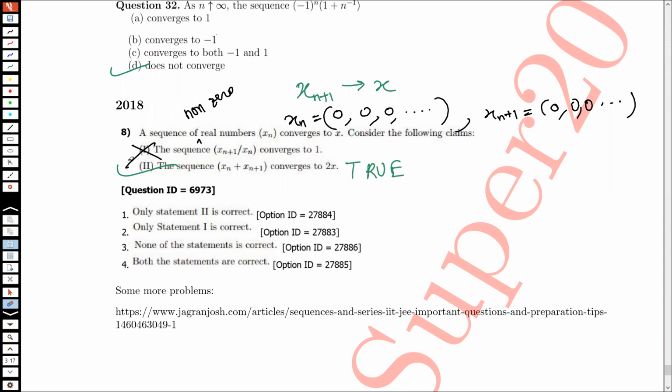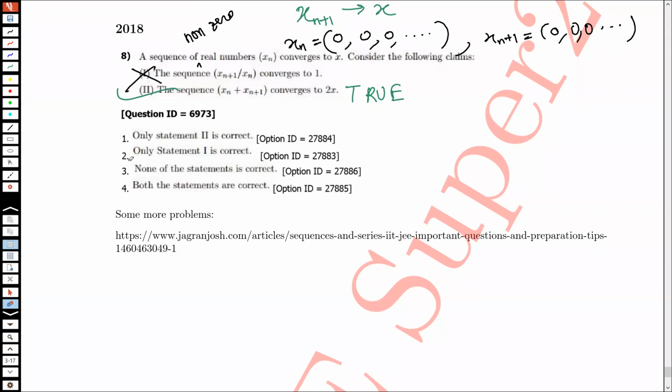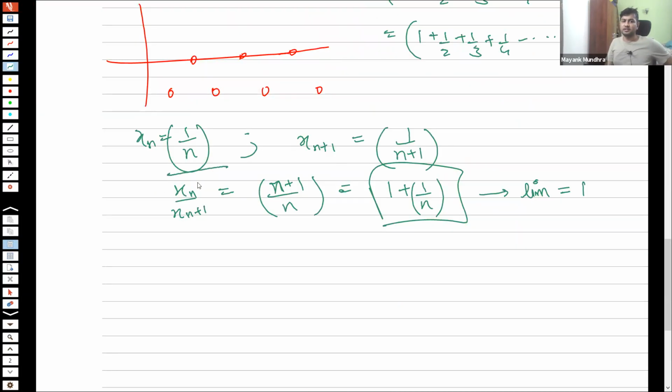And in case xn tends to 0, consider this. It will not be defined if any of the elements of the sequence become 0. If the limit is 0, that is not a problem. Like I told you in this example, the limit is 0, but that is not an issue. The ratio sequence is still defined.